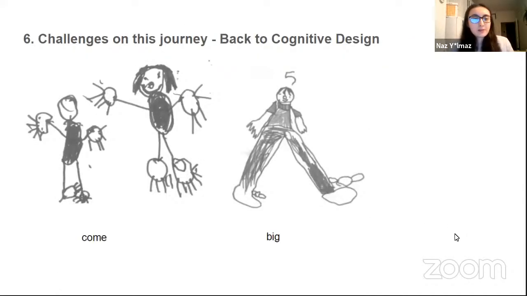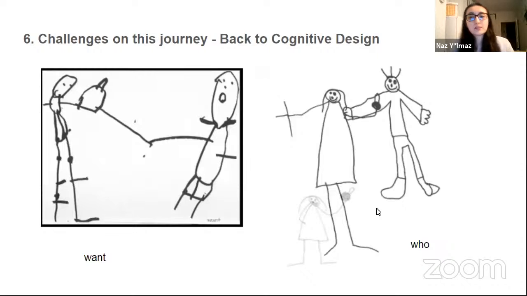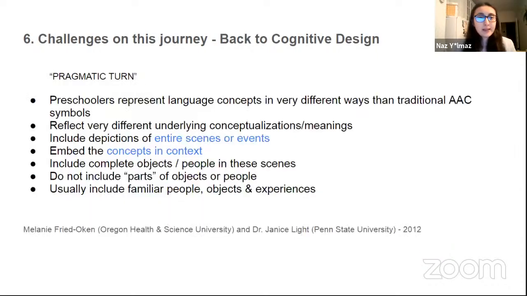These are the drawings of the kids. This is for come. This is for big. This is for want. This is for who. And I just realized from this study that preschoolers represent language concepts in very different ways than traditional AAC symbols, and reflect very different underlying conceptualization and meanings. They include depictions of entire scenes or events, embed the concepts in a context, include complete objects and people in the scenes, do not include parts of objects or people, and usually include familiar people, objects, and experiences.